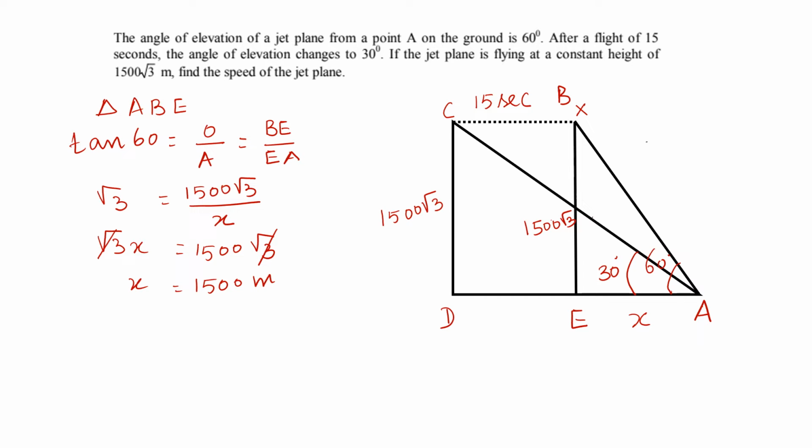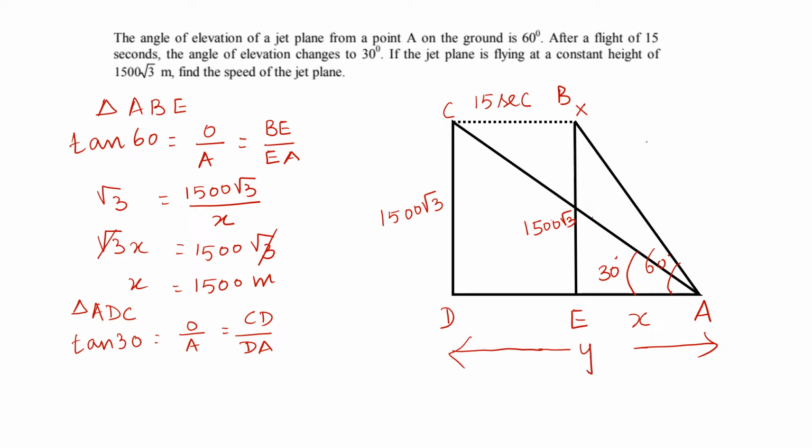Now we have to take 30. At that time we have to take triangle ACD. When you take that triangle, you understand that tan 30 will come. Tan 30 equal to opposite by adjacent, that is CD by DA. Now I am going to take this DA as Y. Now tan 30 is what? 1 by root 3.